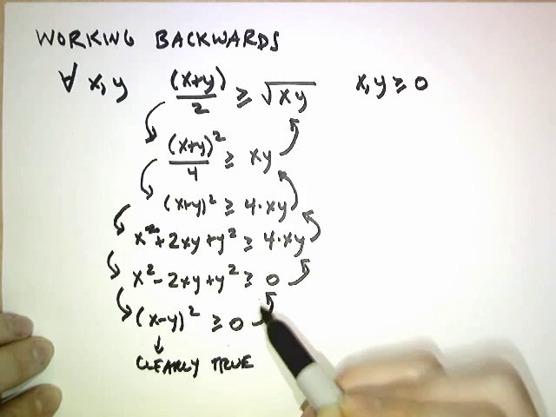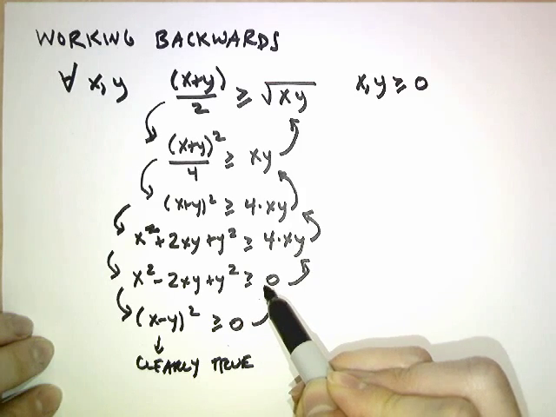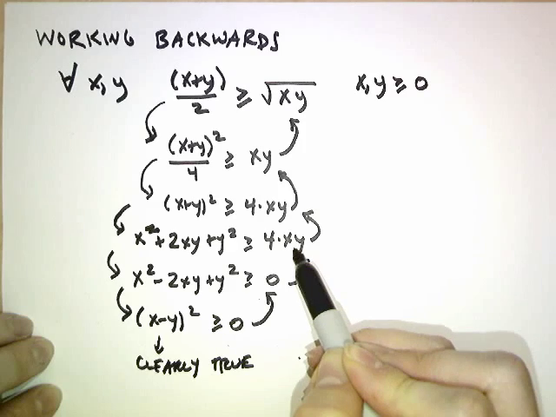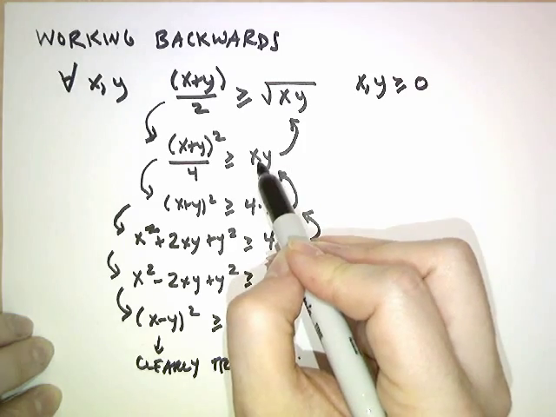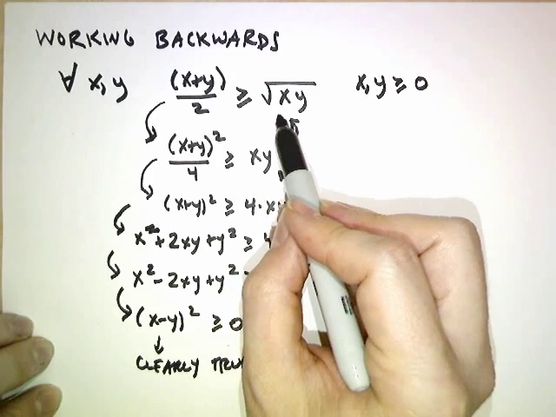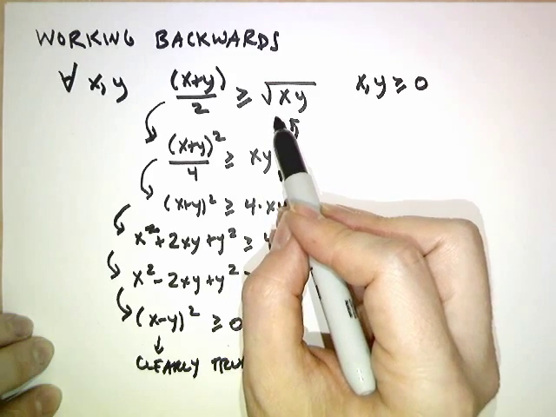Okay, but then that implies that this step is true, and that implies that this line is true. That implies that this line is true. That implies that this line is true. And that implies that this line is true, since every two lines were equivalent.